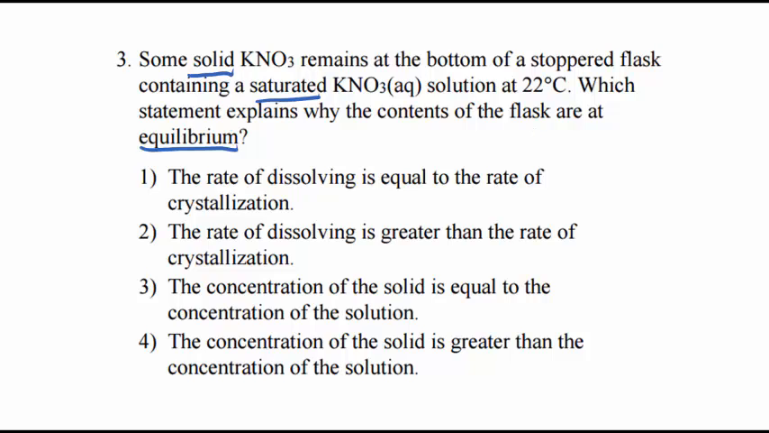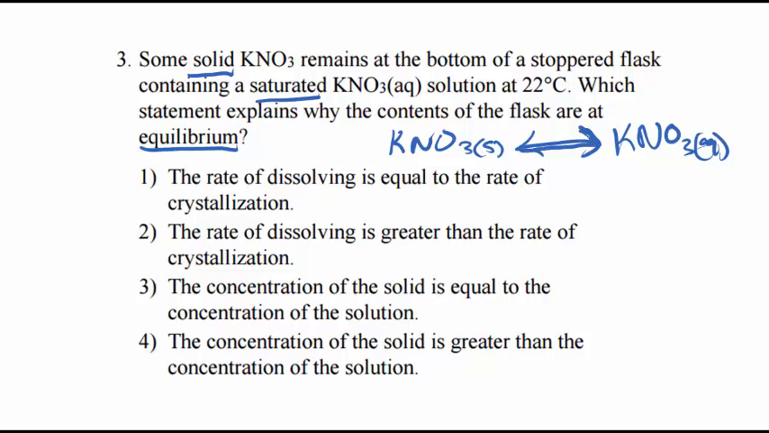Well, remember that what happens here is that the KNO3 solid is in a reversible reaction with the dissolving KNO3 aqueous. And so that means that one reaction would be forward, which would be dissolving, but the opposite would be reverse, which would be recrystallization. And if we're at equilibrium, the dissolving rate must be equal to the recrystallization rate. That's forward and reverse rate. And if I look at choice number 1, the rate of the dissolving is equal to the rate of crystallization. And that is solution equilibrium.